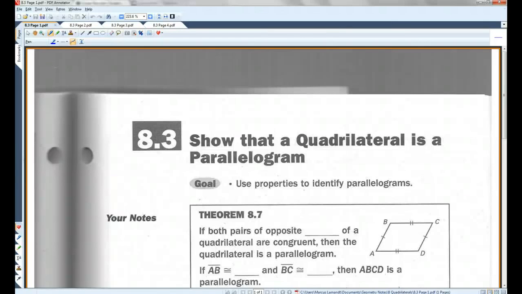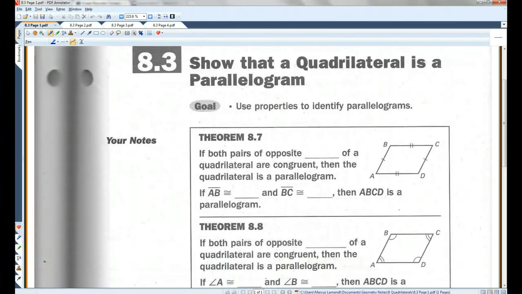Alright, 8.3. Show that a quadrilateral is a parallelogram. Okay, there are a couple different ways to show that a quadrilateral is a parallelogram. If both pairs of opposite sides of a quadrilateral are congruent, then the quadrilateral is a parallelogram. So for example, in this four-sided figure, if AB is congruent to CD and BC is congruent to AD, then you know it's a parallelogram.